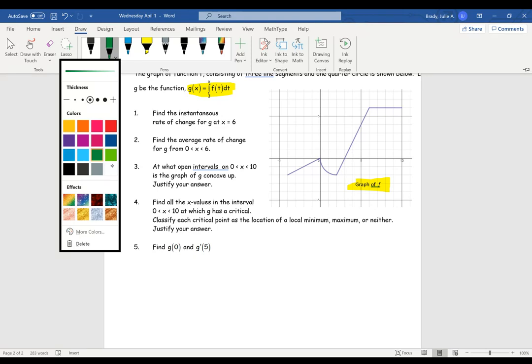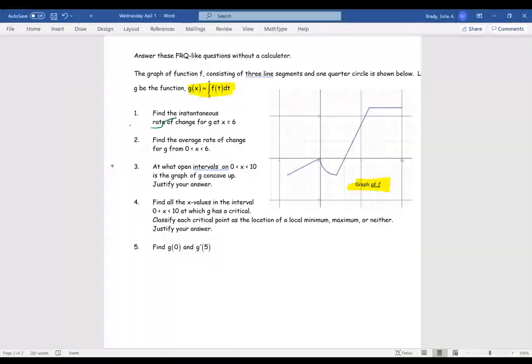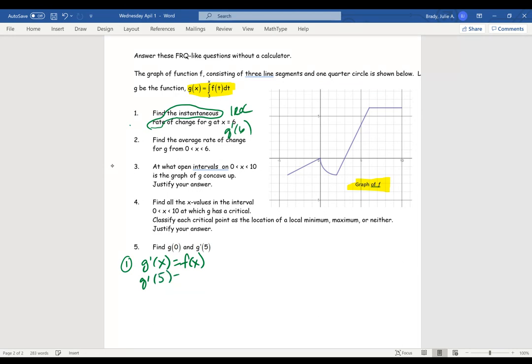So let's look at the first one. A lot of times they just change up the words. So this is the IROC, and then we learn that's the derivative. So really they want g prime of 6. Okay, so let's see how we can get g prime of 6. So g prime of x is, and function g is a normal accumulation function. We don't have to adjust it at all, so it's just f of x, which means g prime of 5 is f of 5, which I think on my graph is 4.